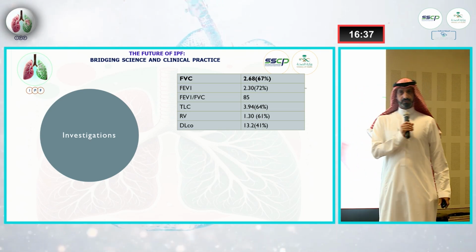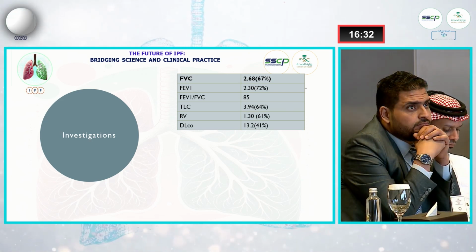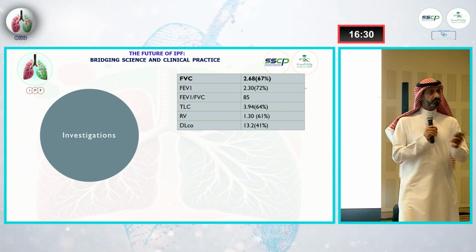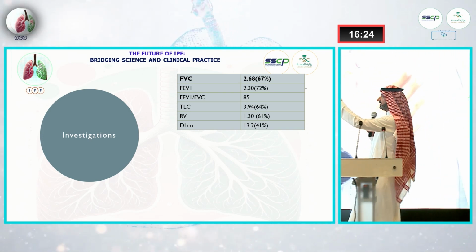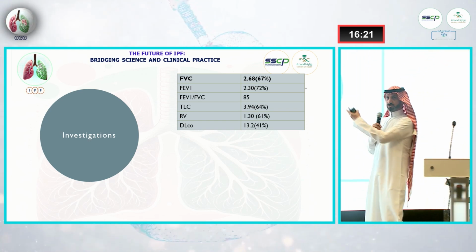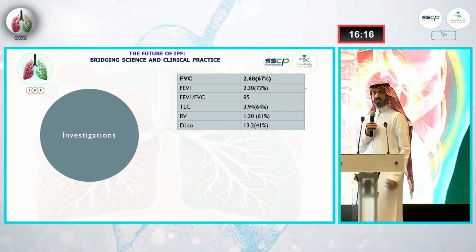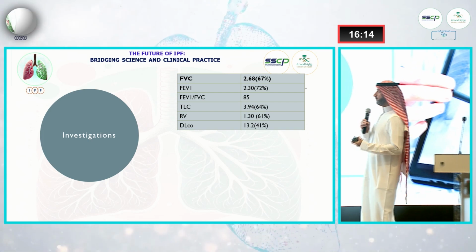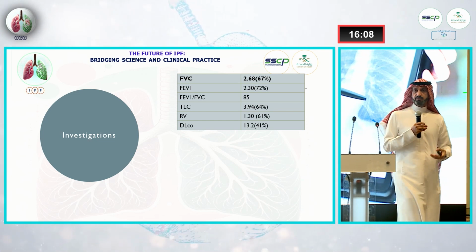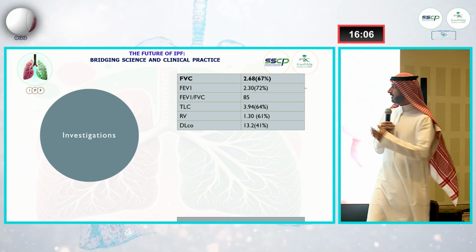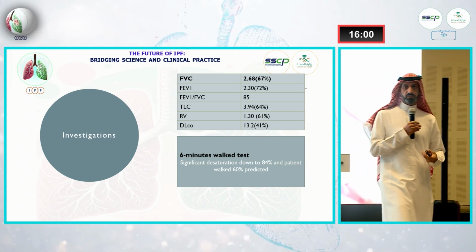This is the PFT. Okay, if you see here, vital capacity is 67%, FEV1/FVC ratio is normal. This goes likely with a restrictive pattern, but we have to see the total lung capacity. Total lung capacity here is 64%, so it's reduced, with a reduced RV. DLCO here is 41%. We did a 6-minute walk test for this patient. The patient has significant desaturation on walking, down to 84%.